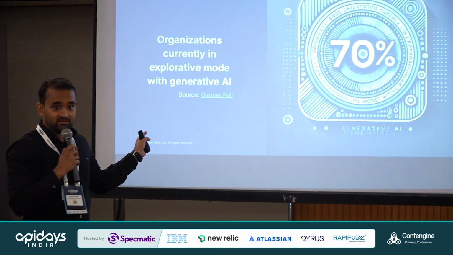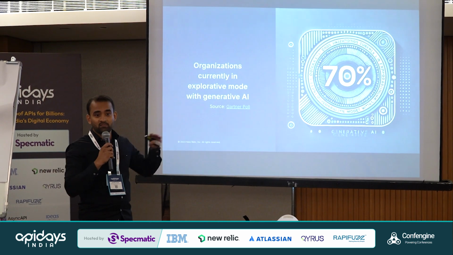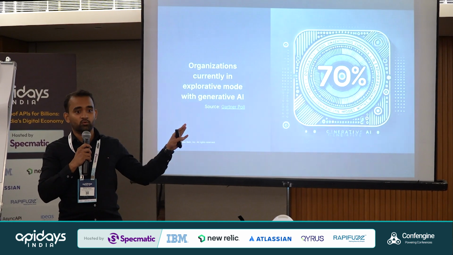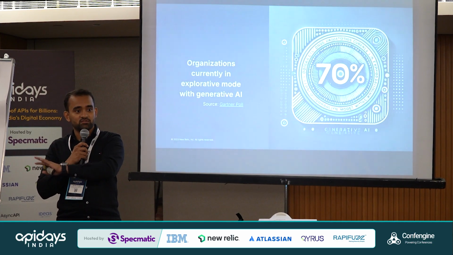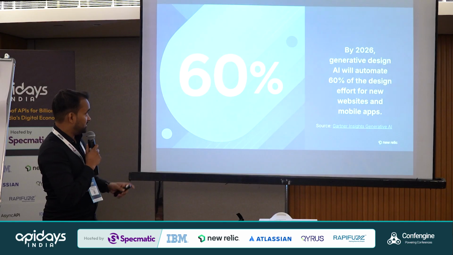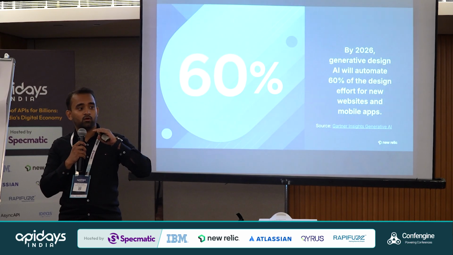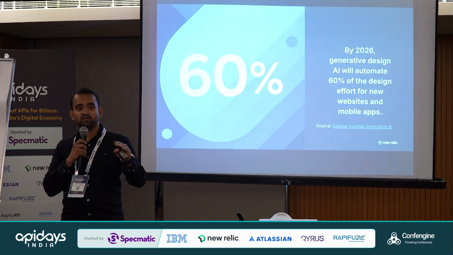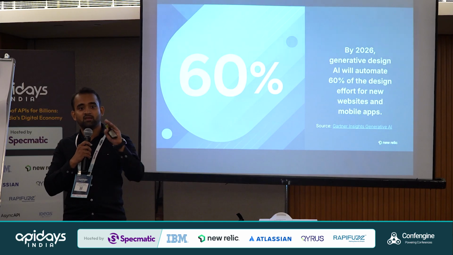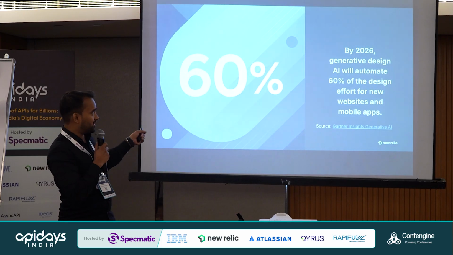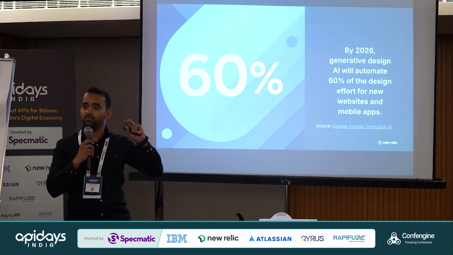Starting with some facts. One of the Gartner reports said that 70% of organizations are already exploring AI in some form or shape, maybe generating content, images, or code. By 26, we'll see generative design and AI automations take over. We already see a lot of code generation with Codex, Claude Code, Gemini, all of that. We are generating code, maybe for sample applications or production. So that report is already true in 2025 itself. By 26, 60% of code will be written by AI.